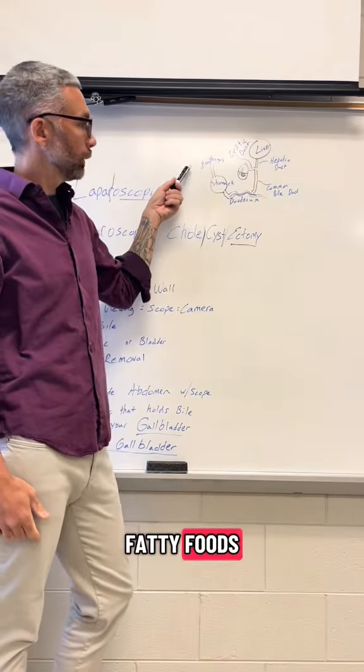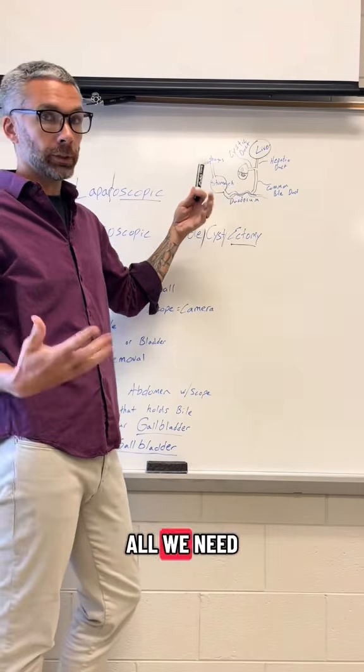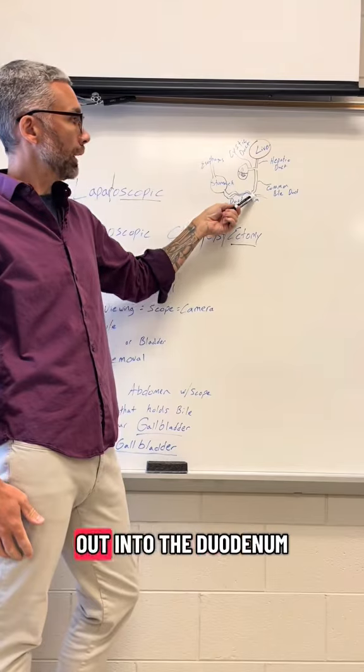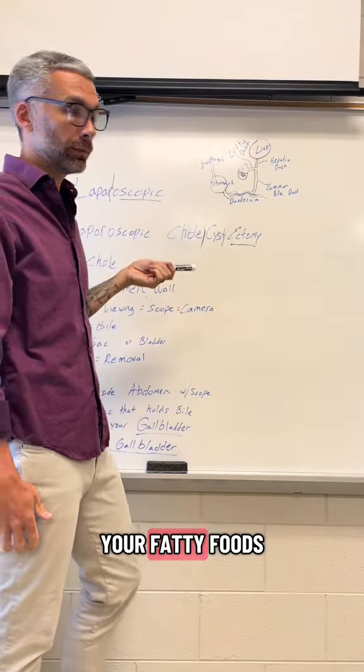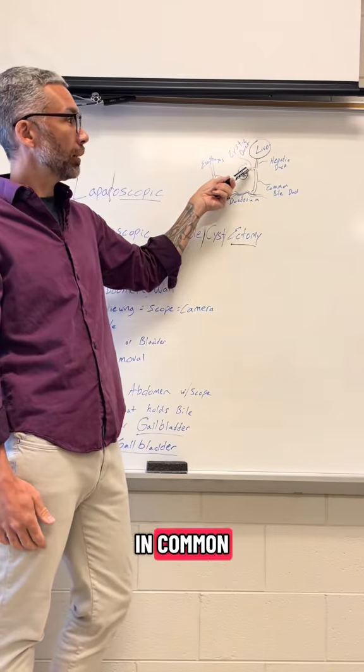When you eat fatty foods, it goes down your stomach and passes through your small intestines. Your body says, oh, we need to break down these fatty foods. It pushes the bile down your common bile duct and out into your duodenum, where it can help break down your fatty foods. Common bile duct, this is the duct that both of these have in common. That's how I remember that.